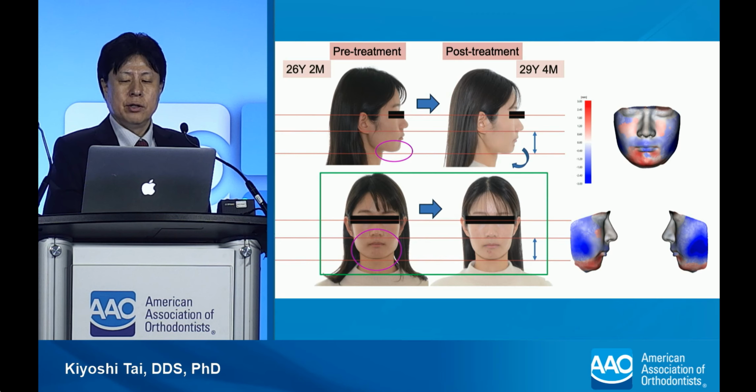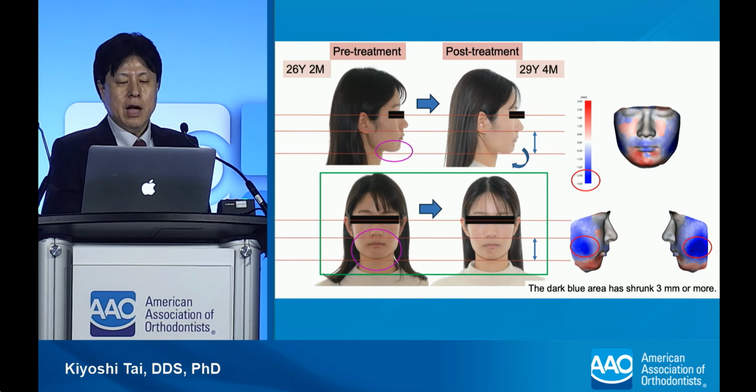On the right, you can see the objective displacement. We use a 3 mm scale for this patient. The dark blue area has shrunk 3 mm or more.